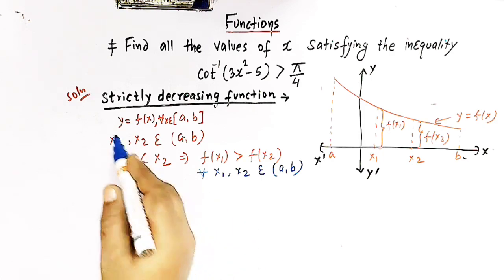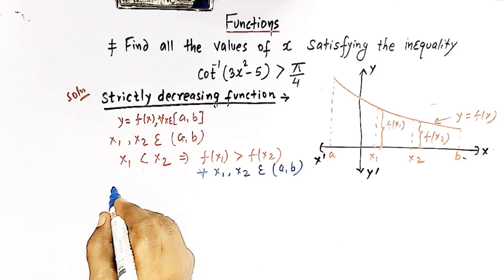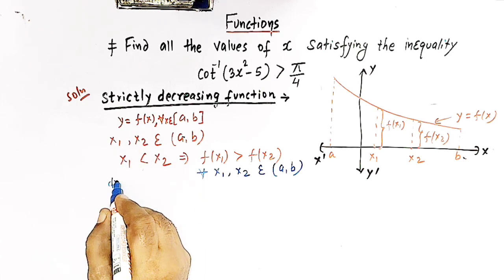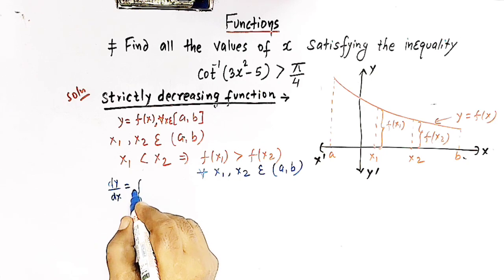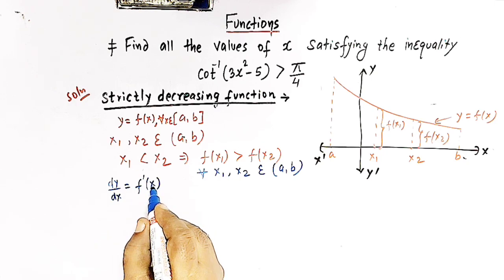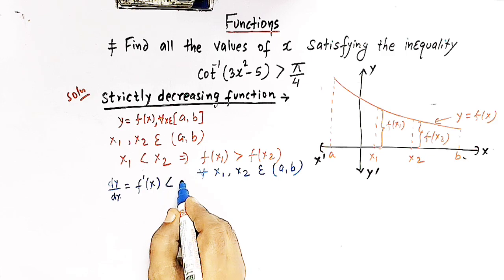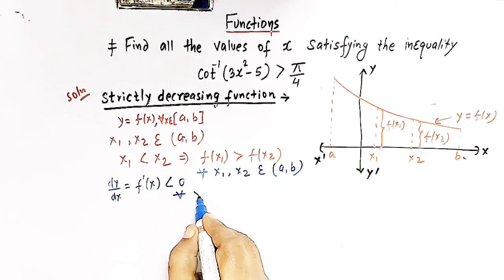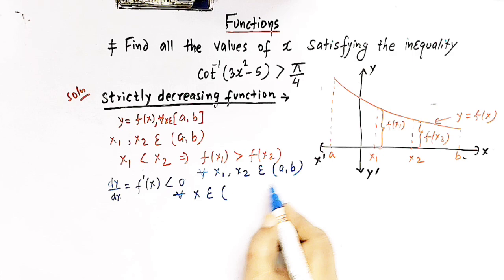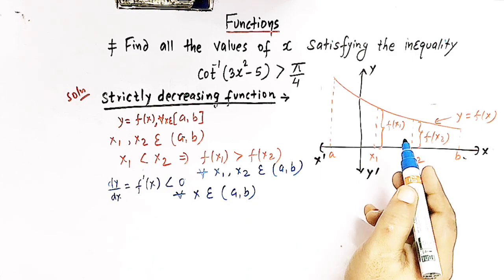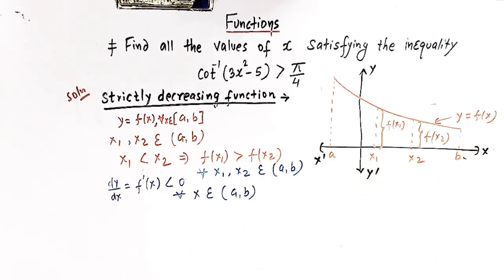And the second definition of strictly decreasing function is that if we find out the derivative, that is dy over dx, which is f prime of x, and if f prime of x is negative, that is less than 0 for all values of x belonging to this interval a comma b, then the function is said to be strictly decreasing function. So if the derivative is less than 0 for all x belonging to the interval a comma b, then also the function is said to be strictly decreasing function.